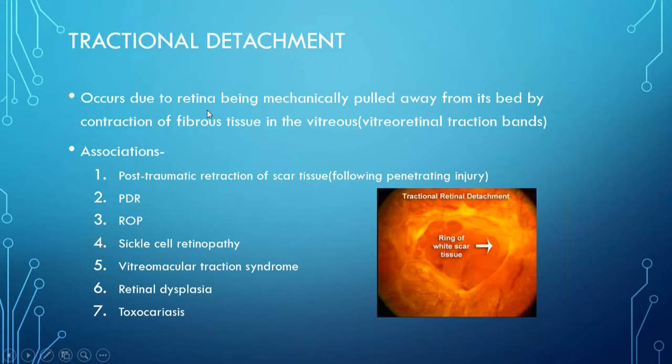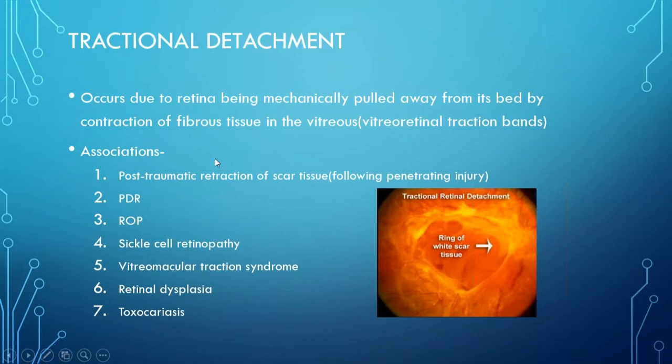Next, coming to tractional detachment. This occurs due to the retina being mechanically pulled away from its bed by the contraction of fibrous tissue in the vitreous. So we were talking about the vitreoretinal traction bands. Whenever there is presence of condensed or fibrous vitreoretinal traction bands, they cause a pull over the retina, and that will lead to detachment from its underlying bed. So that results in tractional retinal detachment.